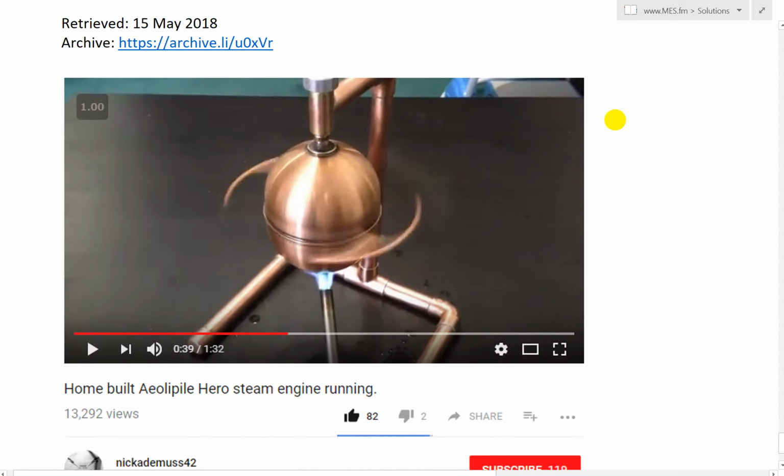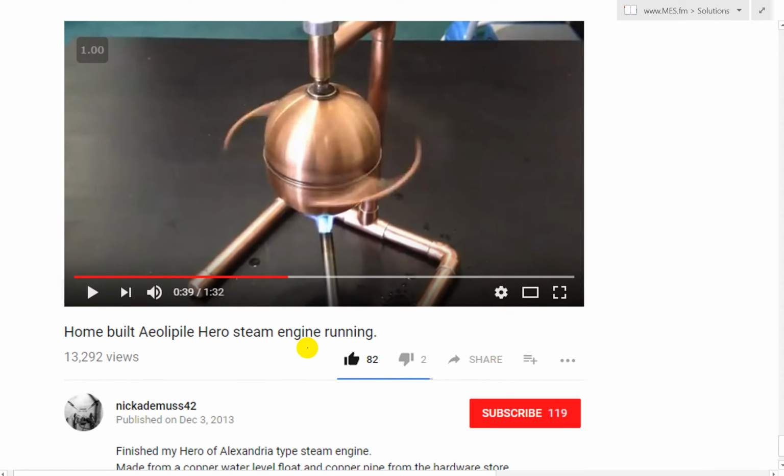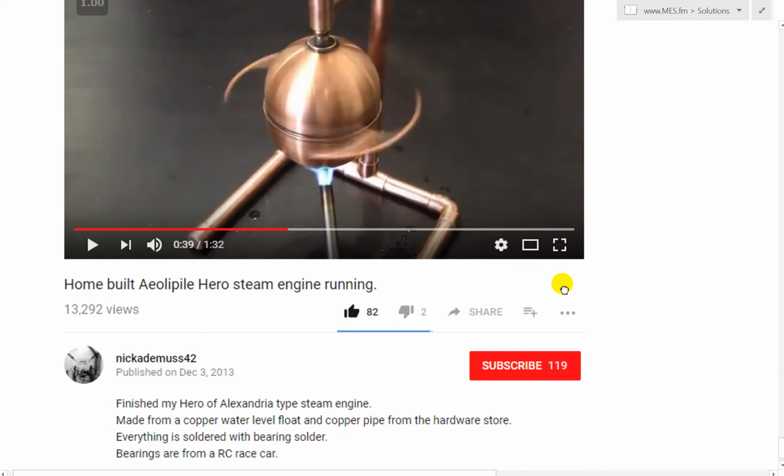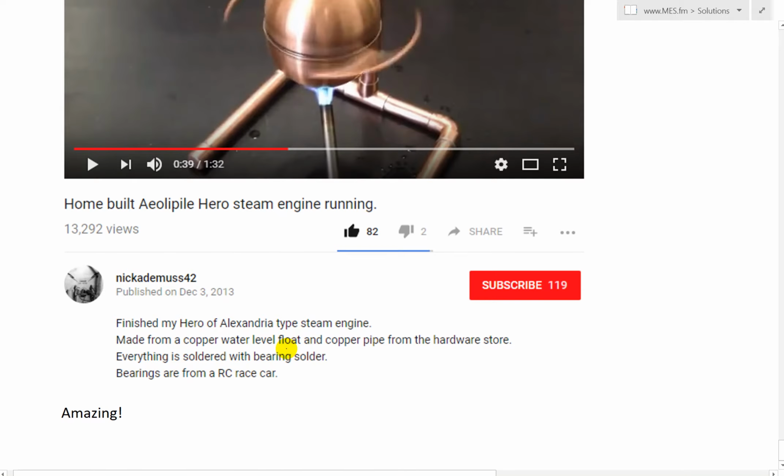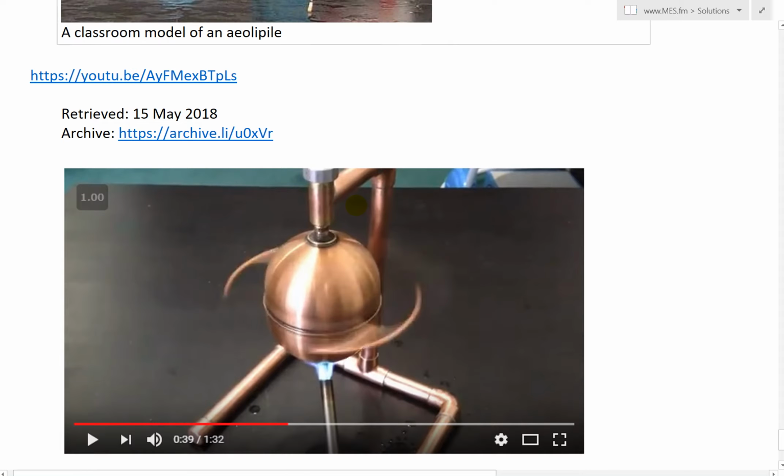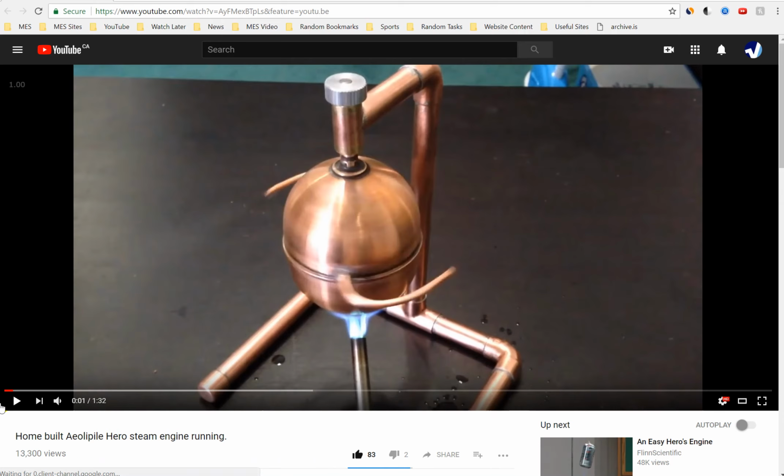It's pretty amazing. So this is a home-built aeolipile Hero steam engine running, and this guy made it himself from a copper water level float and copper pipe from the hardware store. Everything is soldered, with bearings. The bearings are from an RC race car. Let's click this right here. Alright, so here's the video, and let's turn up the volume a bit, and let's play it.